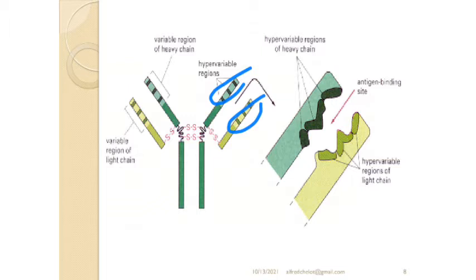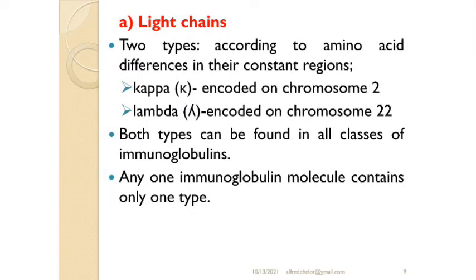And like we have said, these hypervariable regions will provide the site for the antigen binding. So you can see they provide the site where the antigen comes and then binds on the immunoglobulin molecule. So we are going to discuss the light and the heavy chains. We will start with the light chains.